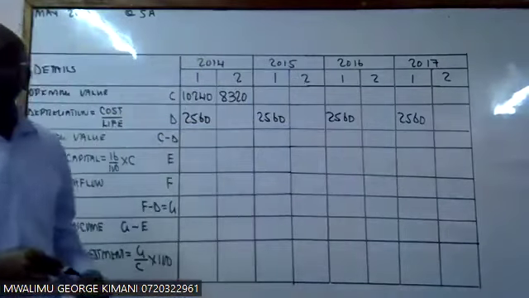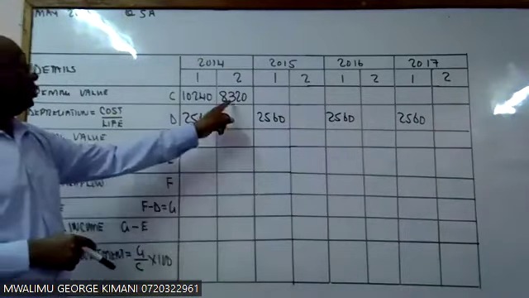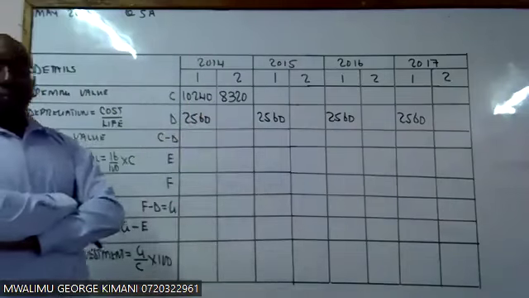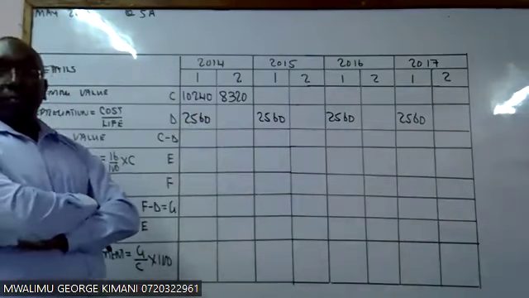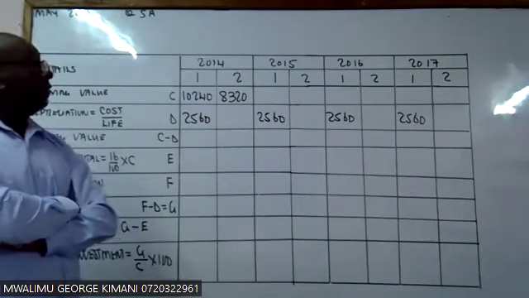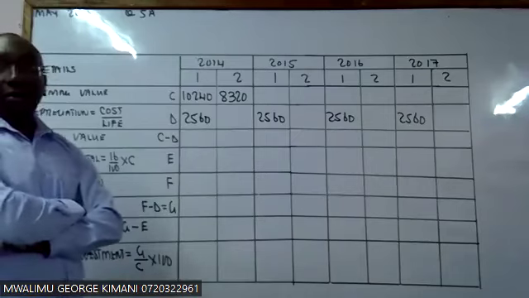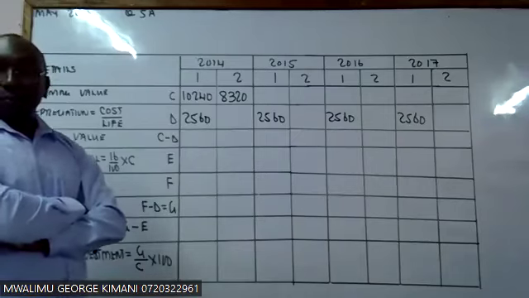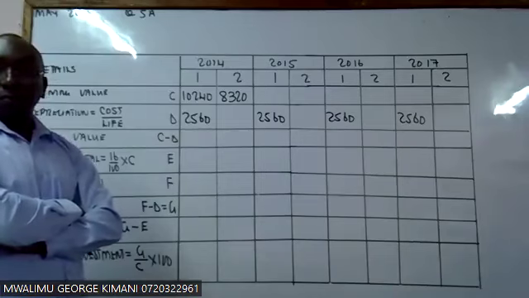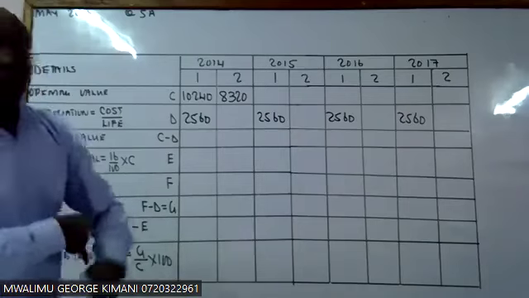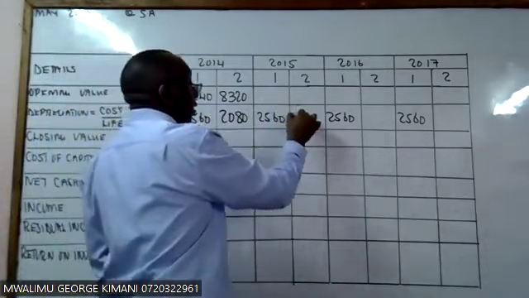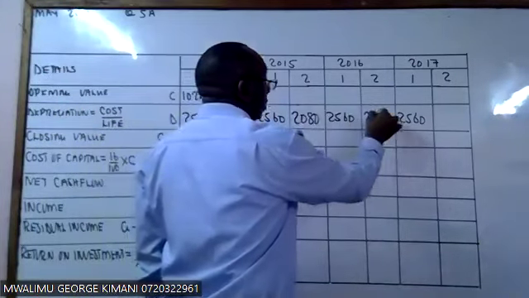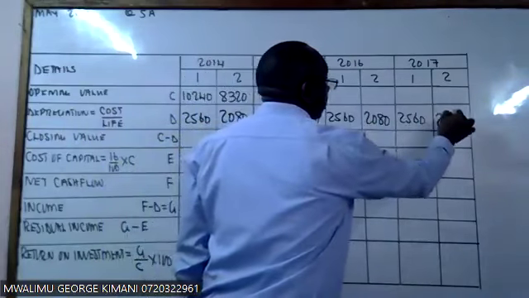And then do the same for project two. This one divided by 4 gives the depreciation for the second project: 2080. So 2080, 2080, 2080, 2080.